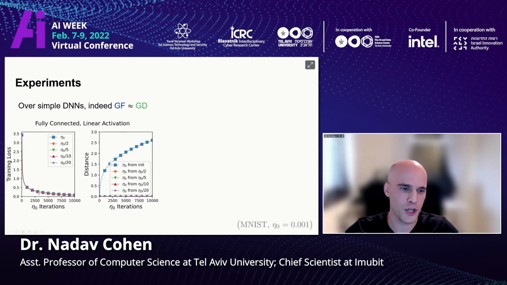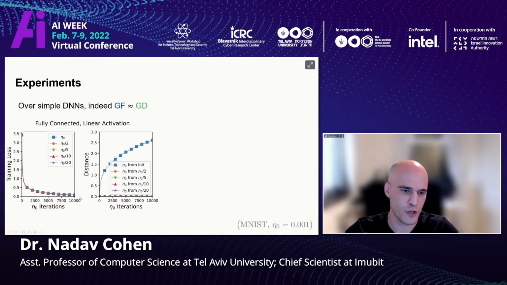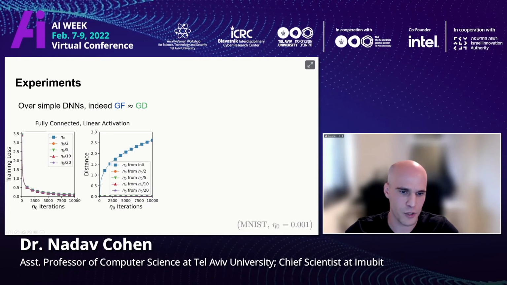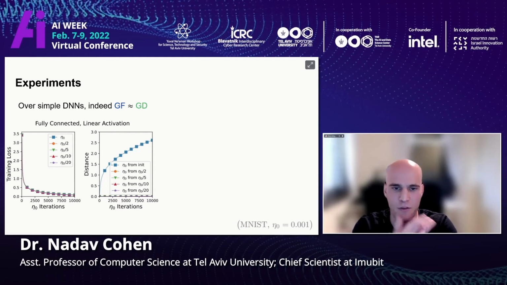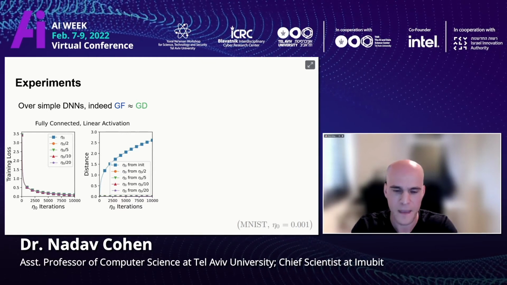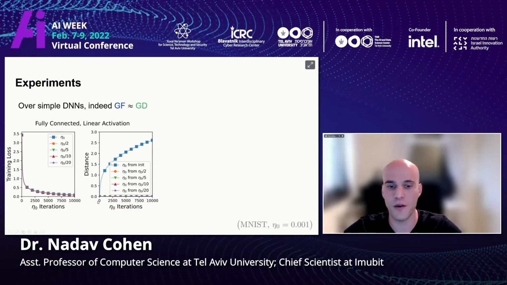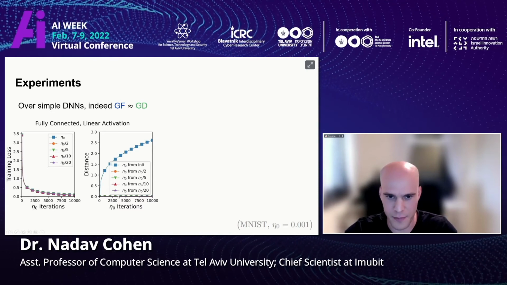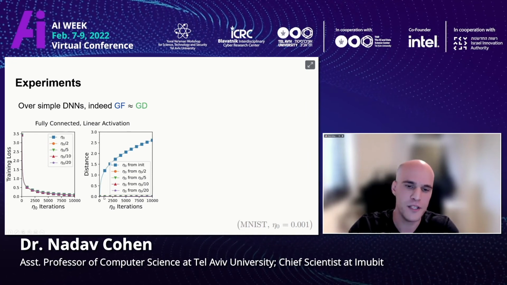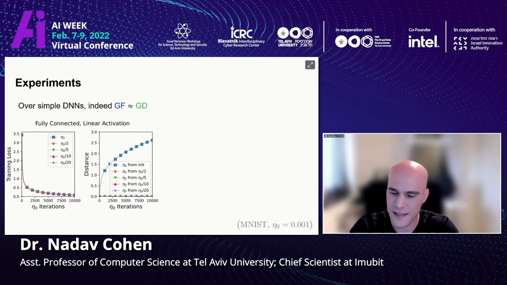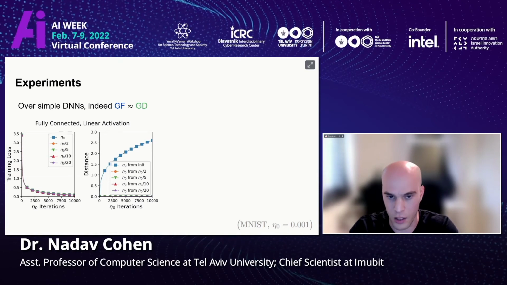The left plot shows the training loss values over time. You can see that they're indistinguishable. On the right in blue, that's the distance of the baseline run from initialization against the distances between the runs themselves, and you can see that they're basically negligible. So in this setting, reducing the step size basically doesn't change the path at all.